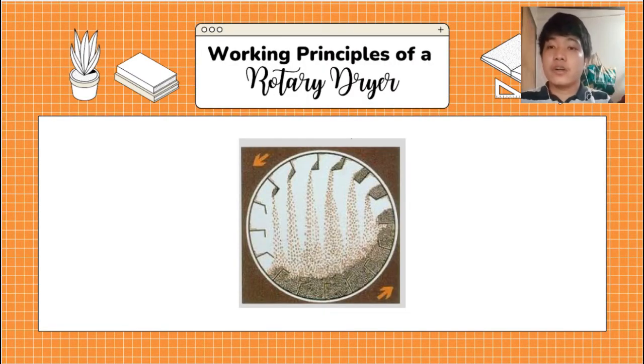The rotary dryer, also known as a tumbling dryer, is equipment employed to minimize the moisture content of feed materials by bringing them in direct contact with a heated gas.